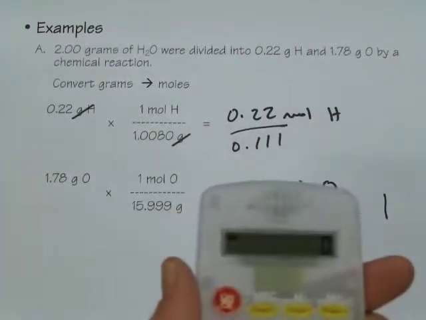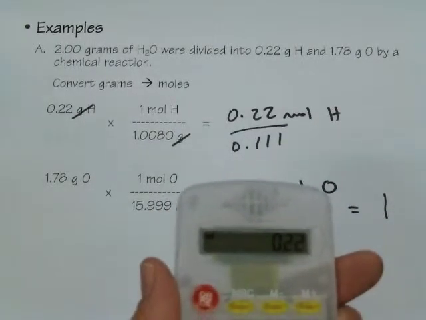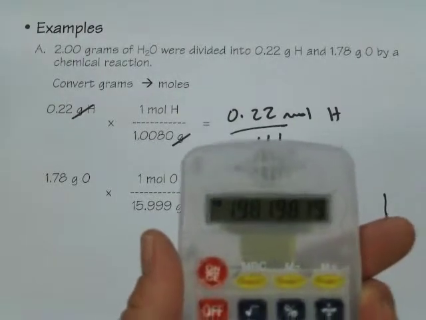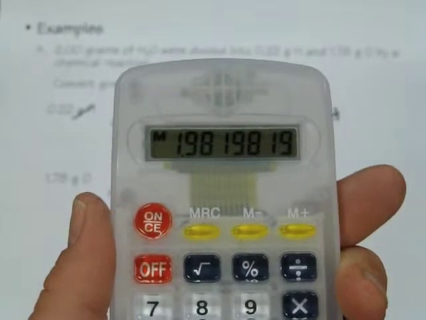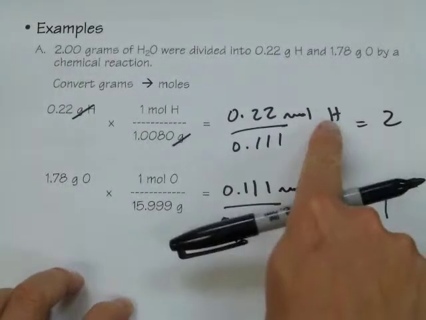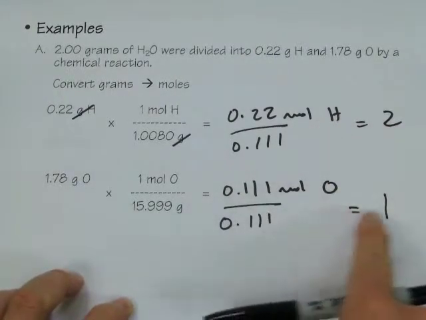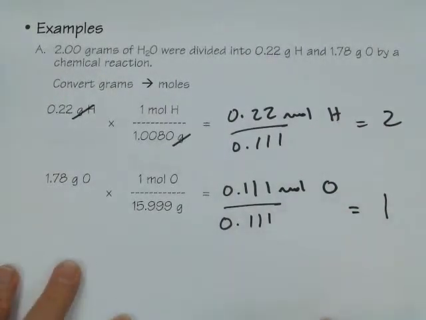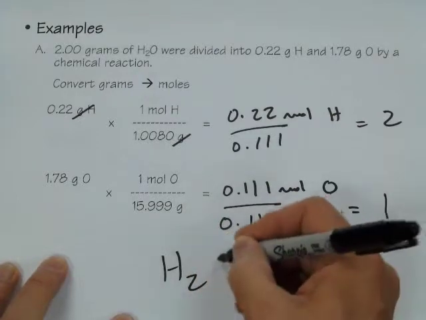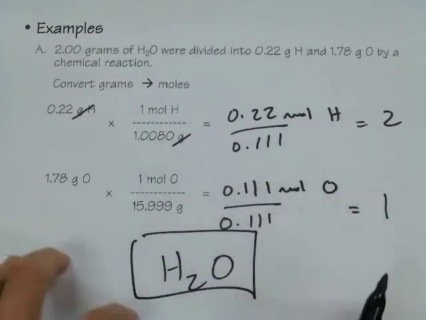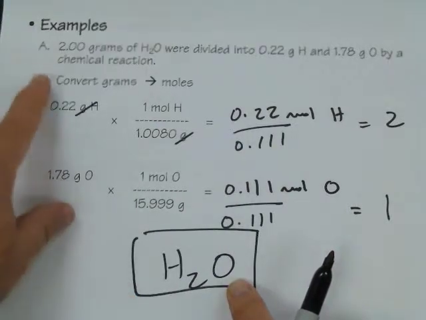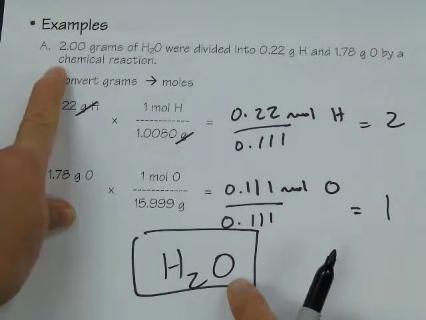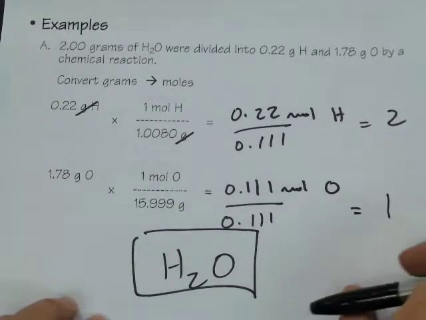Let me do that again. 0.22 divided by 0.111. And I'm going to round to the nearest whole number. 1.98, the nearest whole number is 2. H2O1. That's where we get H2O from. For every 2 moles of hydrogen, there's 1 mole of oxygen in the 2 grams of water that I divided. This works for any amount of a substance.